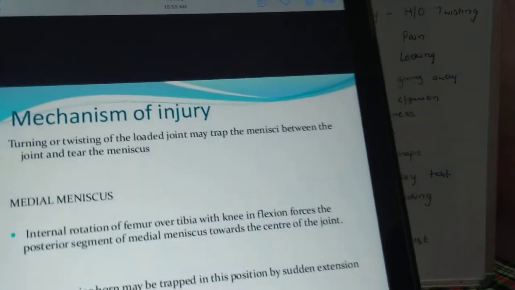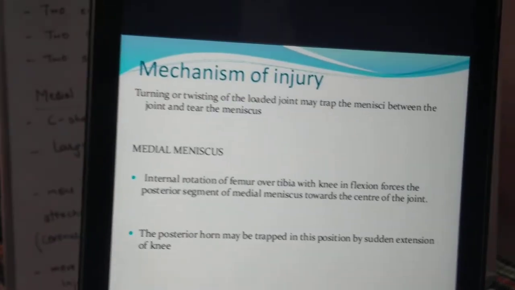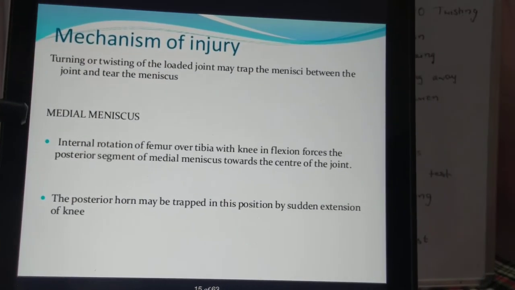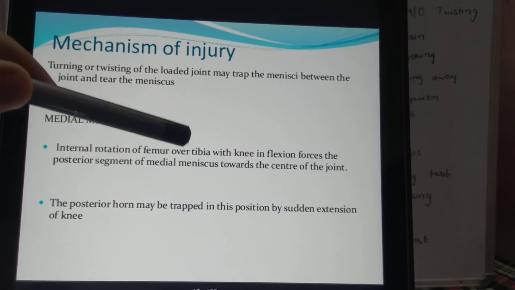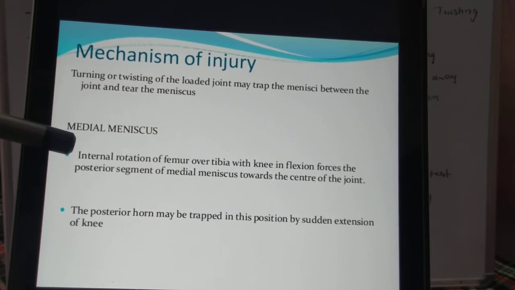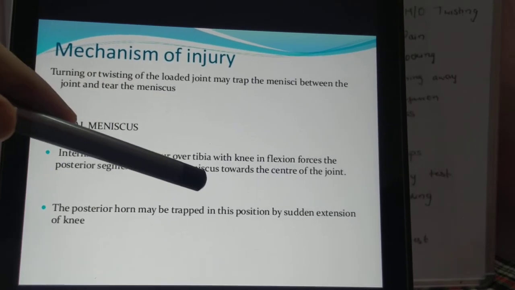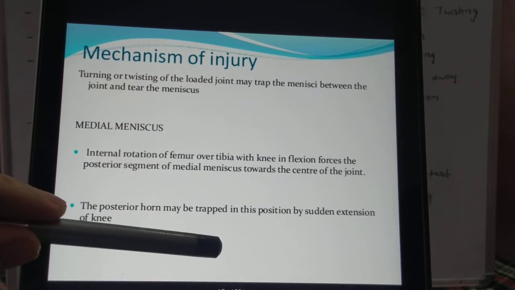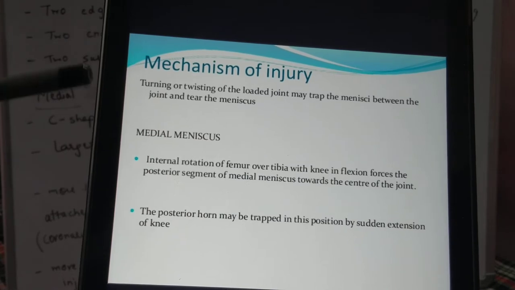So this is about the meniscus mechanism of injury. Twisting and turning of the loaded joint will cause entrapment of the meniscus between the joint and will cause a tear of the meniscus. For the medial meniscus, it is either the internal rotation of the femur over the tibia or the external rotation of the tibia over the femur. In flexion, which forces the posterior segment to the center of the joint, it gets caught. Now the posterior horn is entrapped in this position, and when we suddenly extend the knee joint, it is prone to injury.